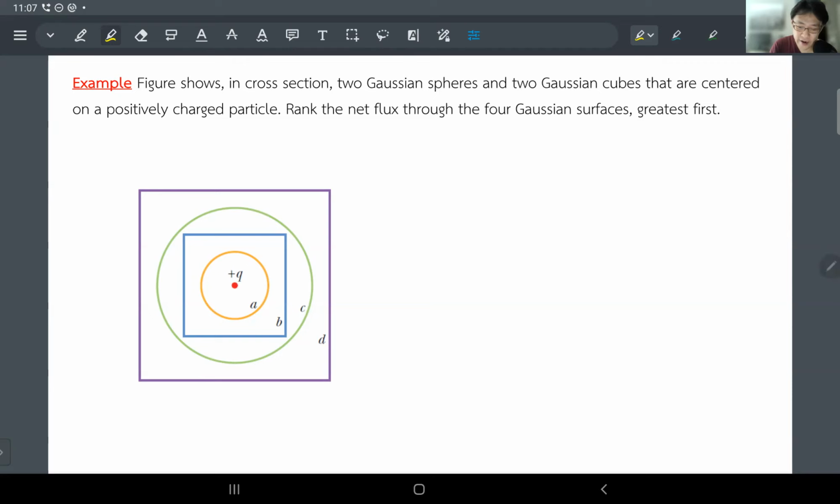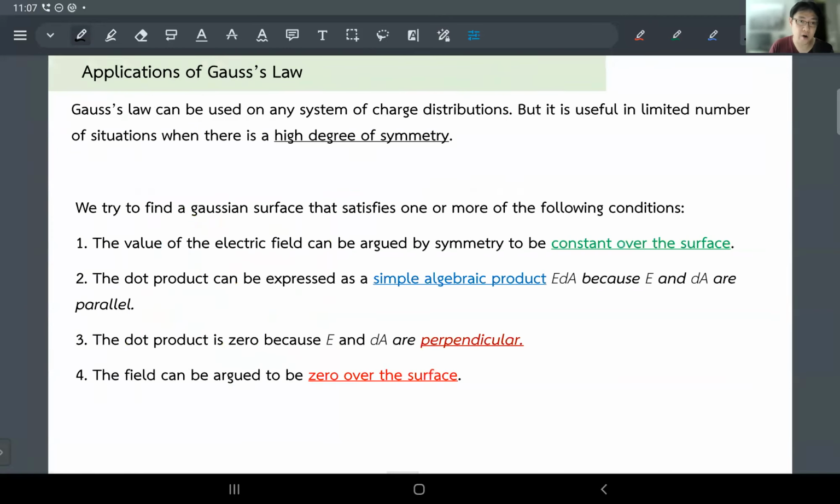Not only that, I can tell that all the flux through this must be exactly Q, which is positive, over epsilon naught. I'm done. Cool? All right, so that's it. That's how easy it is. So don't think too complicated about Gauss's law. It's as simple as doing the flux calculation and equating it to the charge enclosed. Okay? All right, so I have a slide explaining how to apply Gauss's law, but I think it's kind of boring to go through this without seeing what is supposed to happen first.